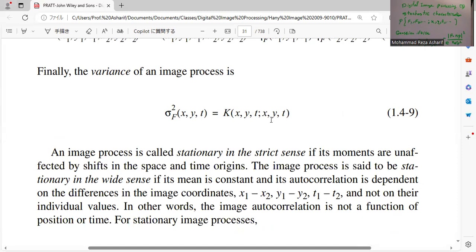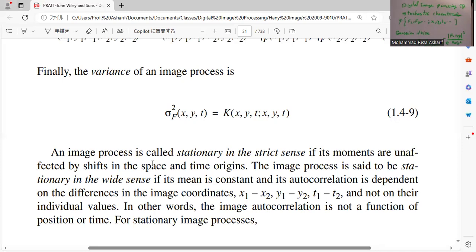So each pixel is highly correlated with itself. But the correlation or covariance between this pixel and a nearby pixel gradually decreases as you get to farther pixels. That's why in image compression we use this phenomenon: nearby pixels are highly correlated.